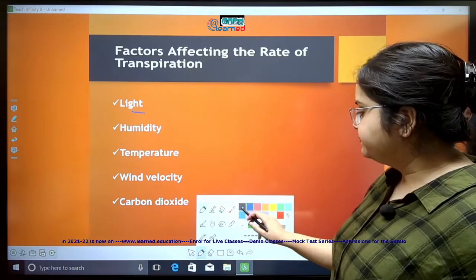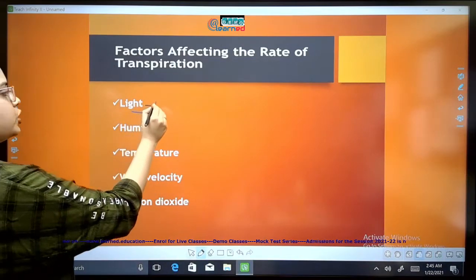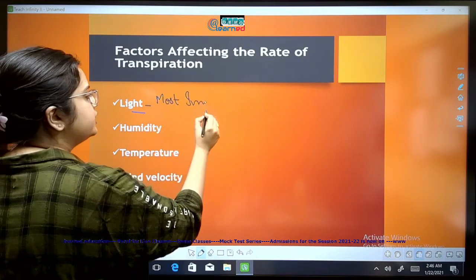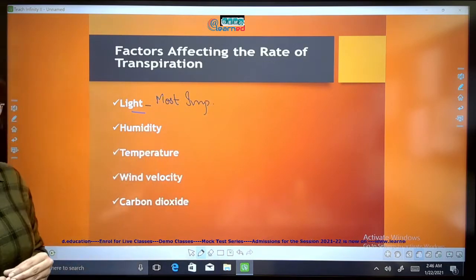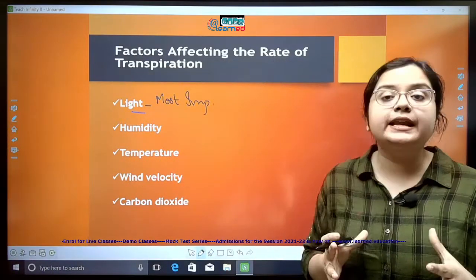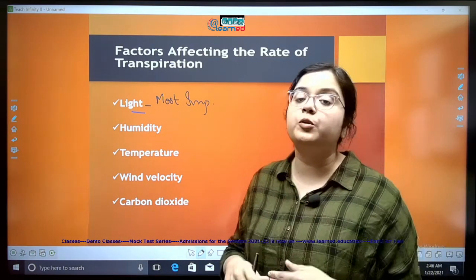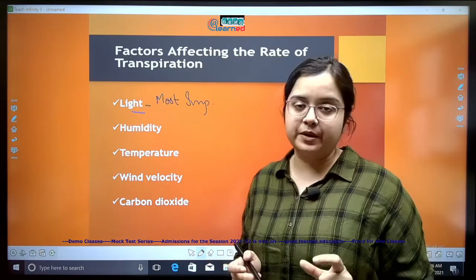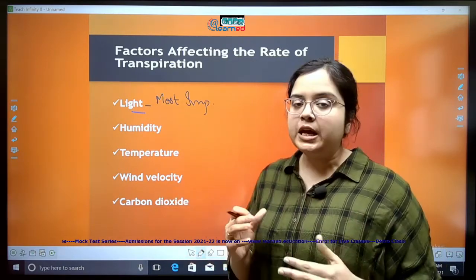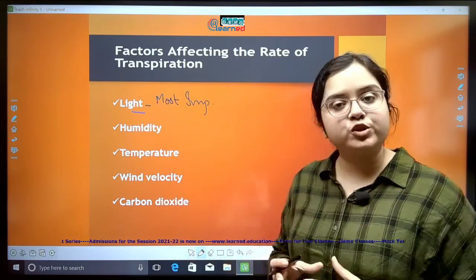Let me use this pen now, black pen. So, light is the most important factor affecting the rate of transpiration. Whenever there is sunlight, direct sunlight or diffuse sunlight, it will always bring about transpiration. One, it will increase the surrounding temperature. So, what will happen? Water can be easily evaporated or diffused out through the stomatal pores.